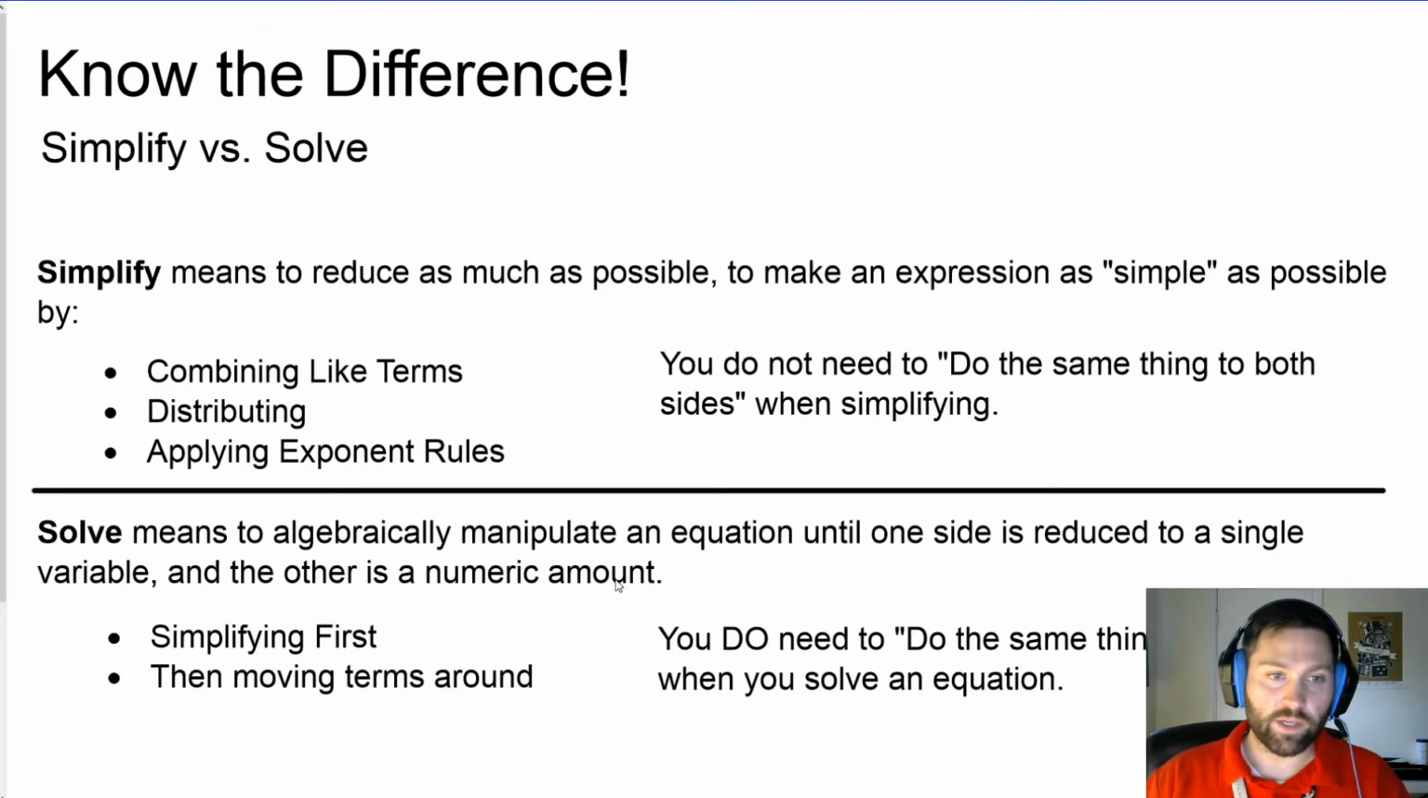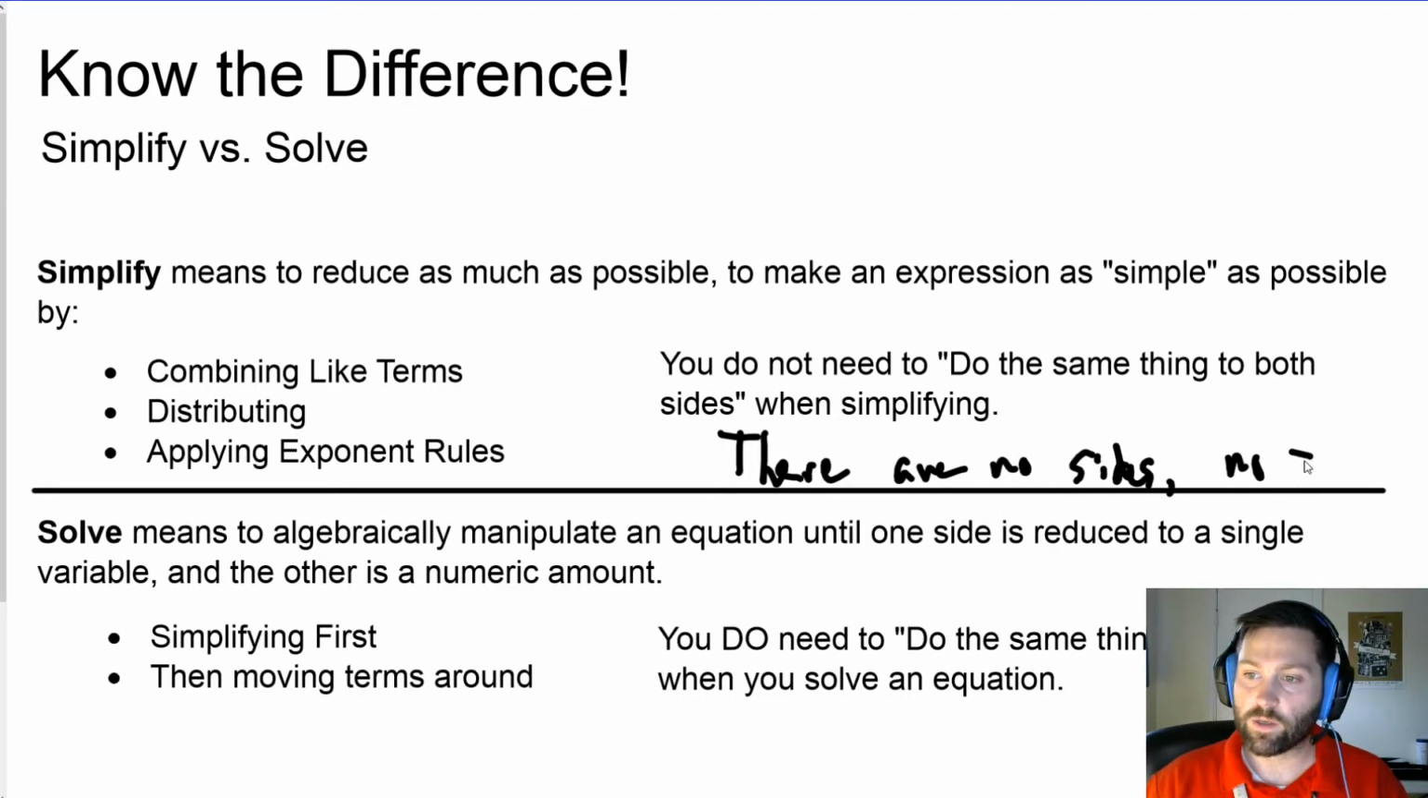So I don't think you need to write this down so much as just kind of start to learn it, and I'm going to continually bring this back in. Know the difference between simplify and solve. If you want to simplify, it means you're going to reduce something as much as possible to make an expression as simple as possible by either combining like terms, distributing, applying the exponent rules. And remember that you do not need to do the same thing to both sides when you are simplifying, because there are no sides. There's no equal sign. So without it, you can't do the same thing to both sides.